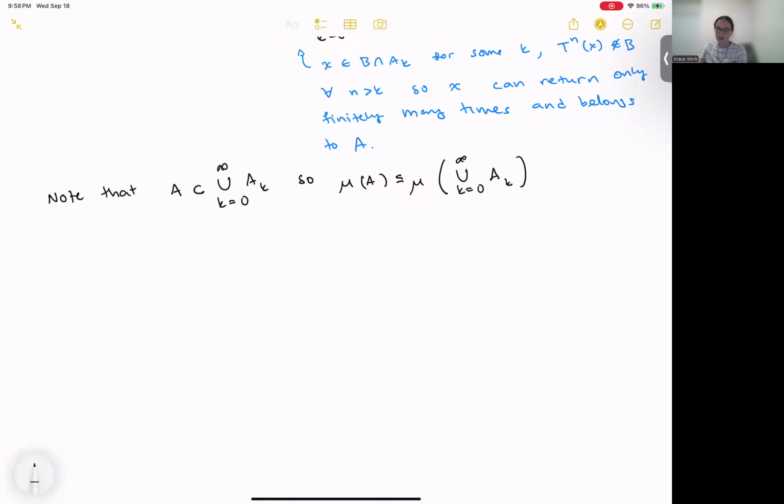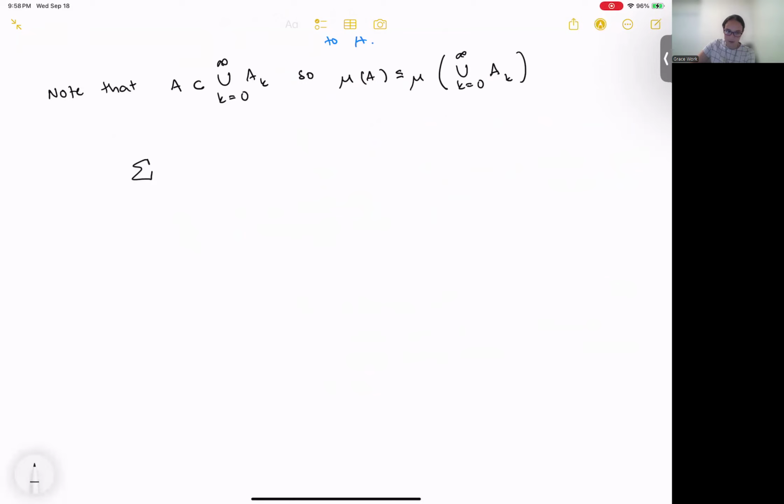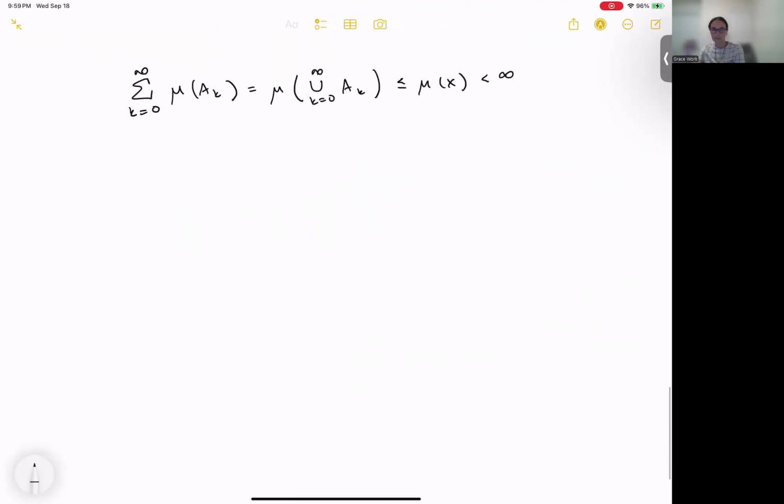Each one of these A sub k's are pairwise disjoint. So if I'm looking at the sum from k equals 0 to infinity of the measures of each of these, and they're pairwise disjoint, this is equal to the measure of the union of all of the A sub k's. This has to be less than or equal to the measure of our whole set X, and this measure is finite. Okay, so the sum of an infinite number of things must be finite.